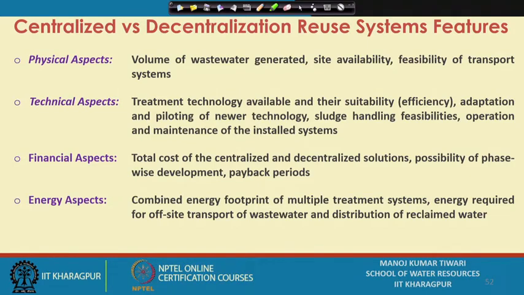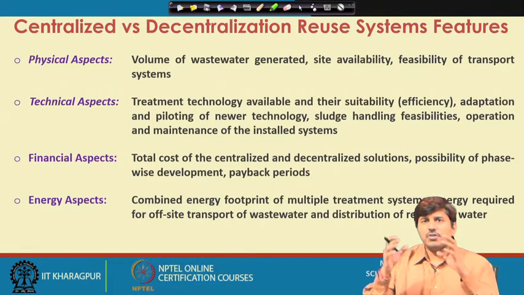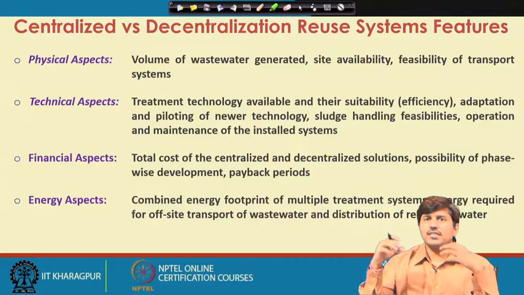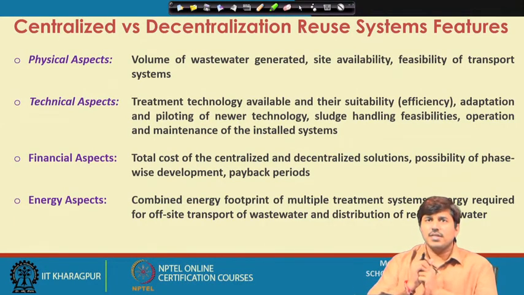In a centralized system, we need one much larger site. In a decentralized system, we need smaller sites, but in several numbers. So, whether those kinds of sites are available, which one is available, could be a decision-making tool here.